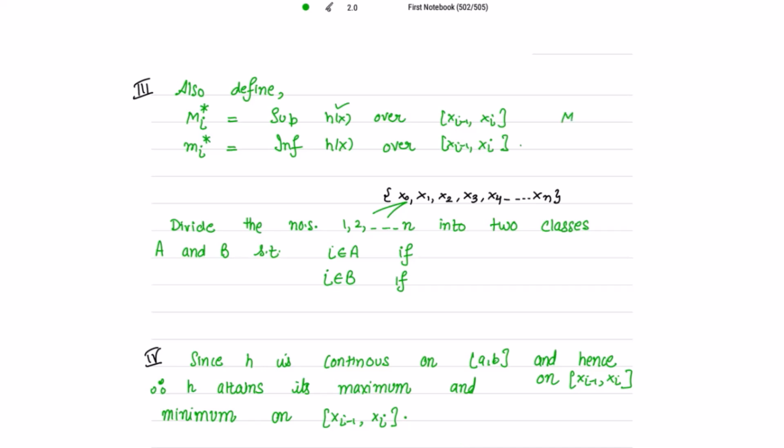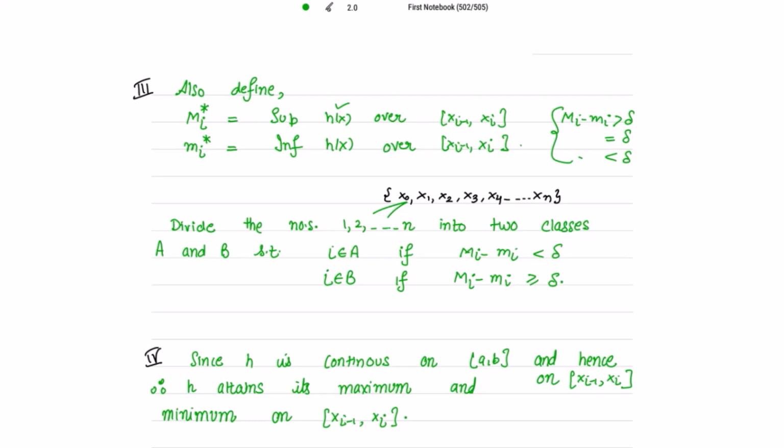The difference capital Mi minus small mi can be greater than delta, it can be equal to delta, or it can be less than delta. Three possibilities. So let me divide these suffixes into two classes: i belongs to A if this difference, capital Mi minus small mi, is strictly less than delta, and i belongs to B, the other class, if this difference is greater than or equal to delta. That's why I will be working for both these classes.